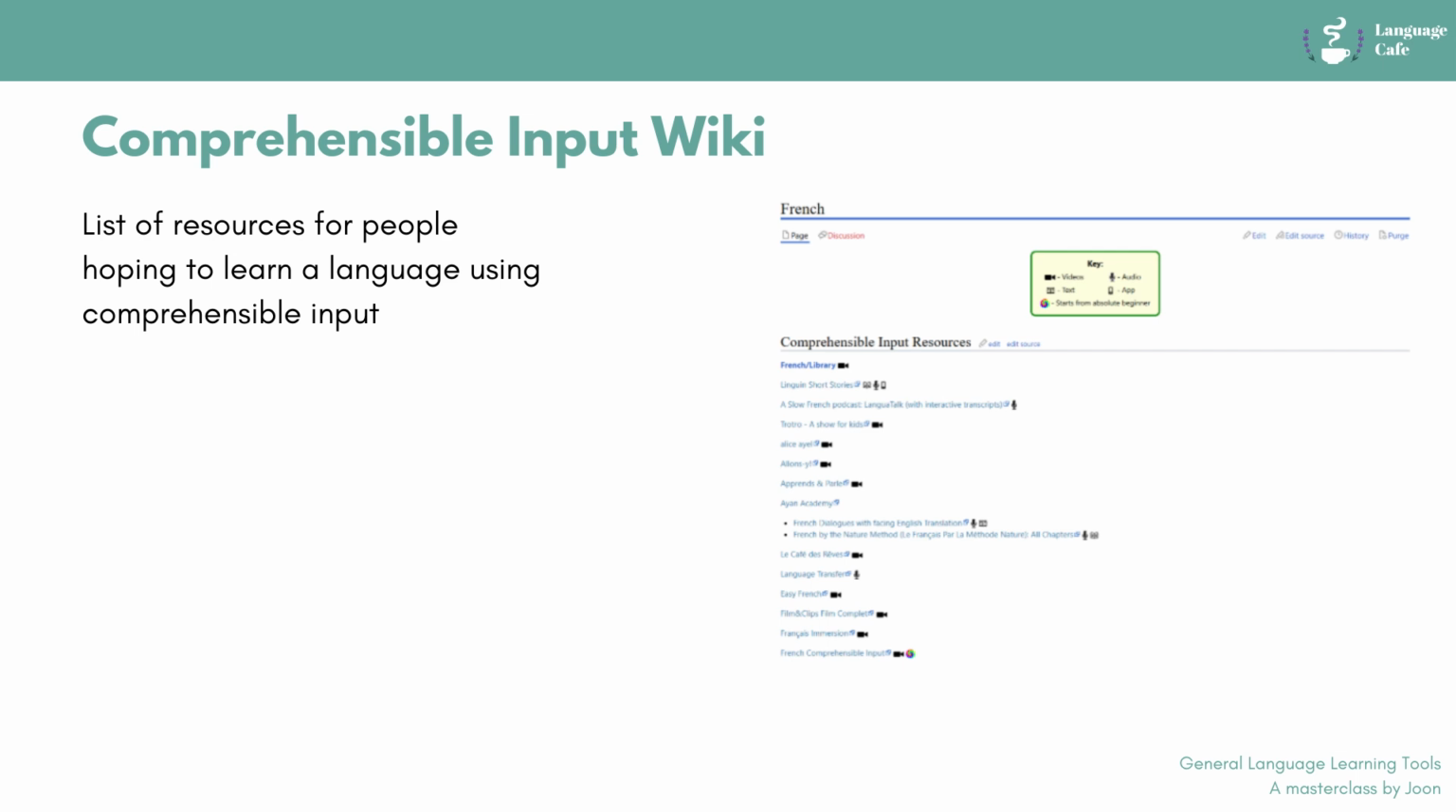If you're still shopping around for resources, this site can be good to learn about some new ones. I will say though, some of the pages for the smaller languages are a bit sparse, so just keep that in mind if you're thinking about using this one. This is a pretty good example. French, I wanted to pick a more widely learned language. They have a little key: video, audio, text, app, starts from absolute beginner. So there's short stories, there's YouTube channels, different stuff, dialogues, audios, videos, etc.